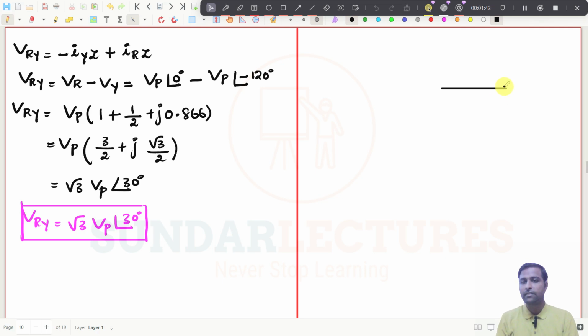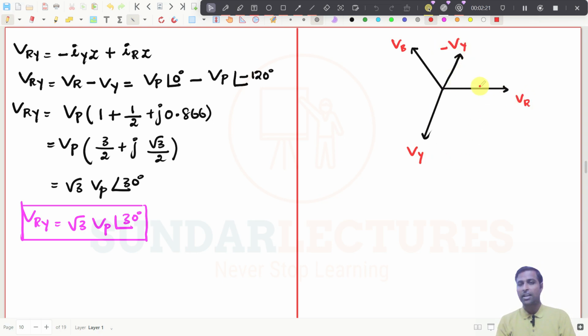See, if this is R phase, if this is Y phase, and if this is B phase, this is VR, this is Vy, and this will be Vb. See what is Vry here? It will be Vr minus Vy. That is nothing but we are calling it as Vry, right? So you have to take a negative of this one, this point. So this will be now minus Vy. So addition of these two will give you what? Vry. That is what we have written here.